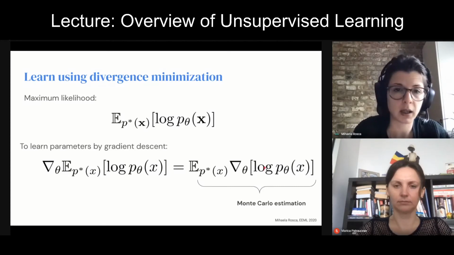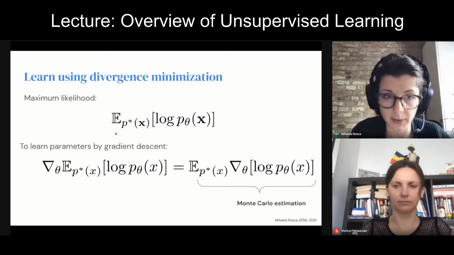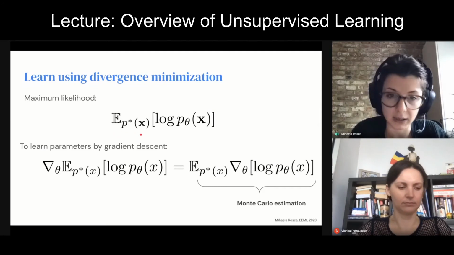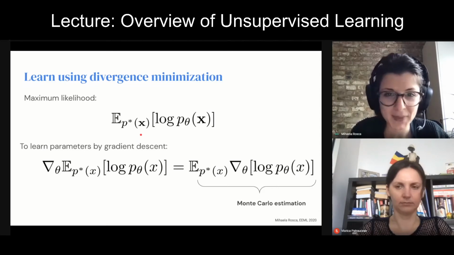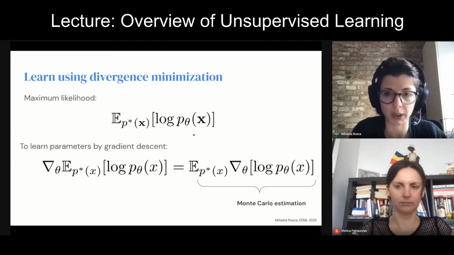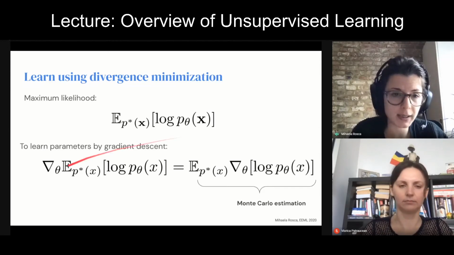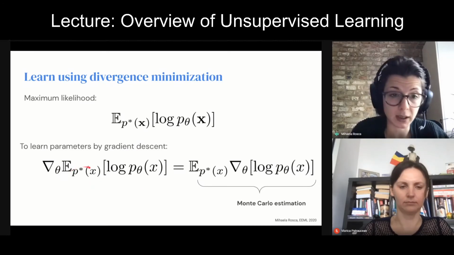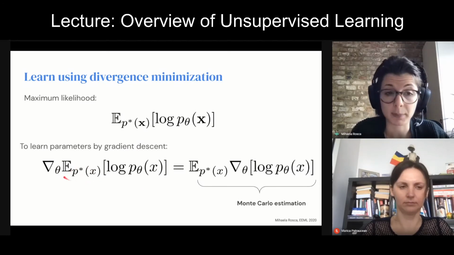So for example, sorry, I'm focusing on maximum likelihood for now. The maximum likelihood objective is the expected value under p star of x, this is important, p star, not p theta, of the log p theta of x. So this is what we're trying to learn. Great. Now we're trying to find the gradients with respect to our theta of this expectation. But we're lucky. This is not problematic because p star of x does not depend on theta.